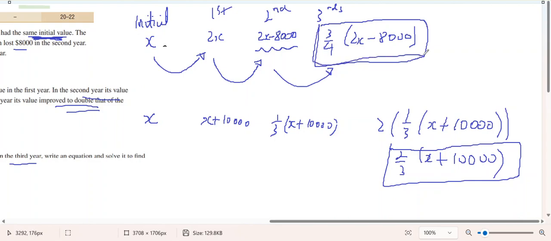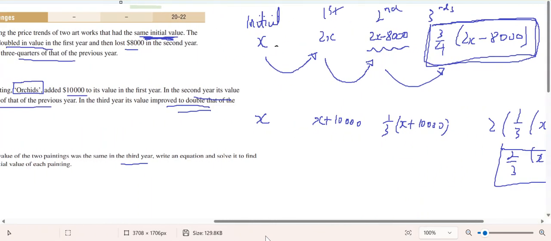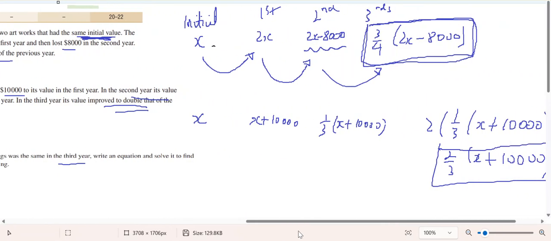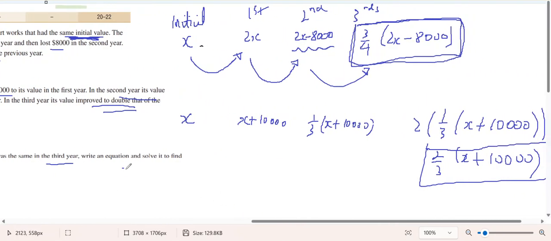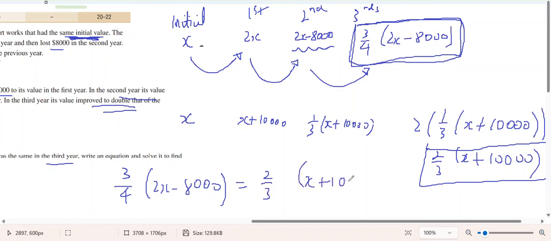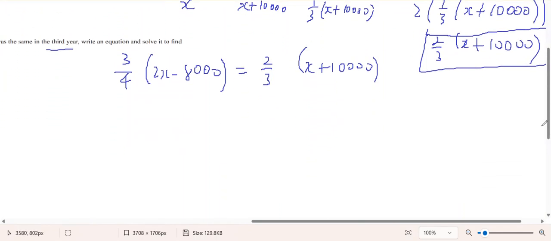Now, this is the value of Orchid's at the end of the third year. This is the value of Green Pole's at the end of the third year. An equation, because at the end of the third year they're the same. So 3/4 times 2X minus 8,000 must equal 2/3 of X plus 10,000. And now I need to solve that. I'm a stickler that I don't really like to have fractions.